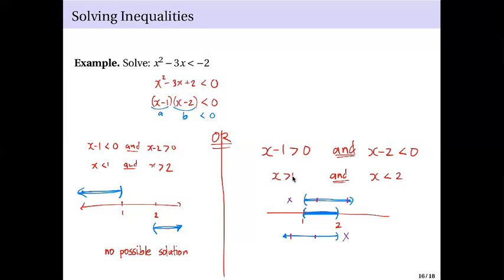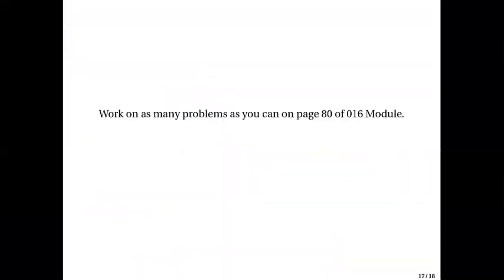So, combining these two inequalities, what we need are the values of x for which x is greater than 1 but less than 2. So this is the solution to this inequality. Okay? So that's my last example.